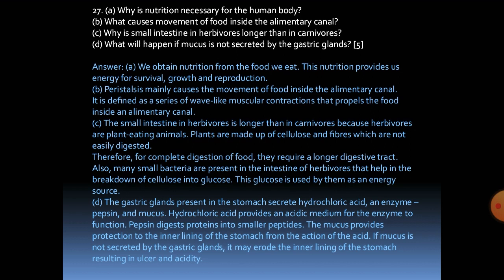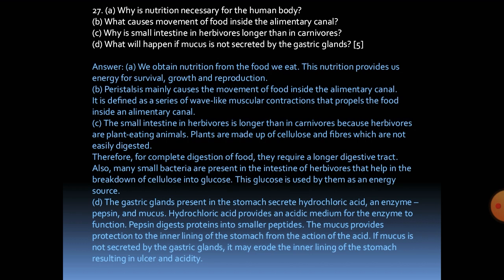So the next question is: why is the small intestine in herbivores longer than in carnivores? The small intestine is longer in herbivores because they are plant eating animals. They have to digest the cellulose and fibers which are not easily digested. So for the complete digestion of their food, they need a large space, a large digestive tract. So the intestine in herbivores is much longer than in carnivores.